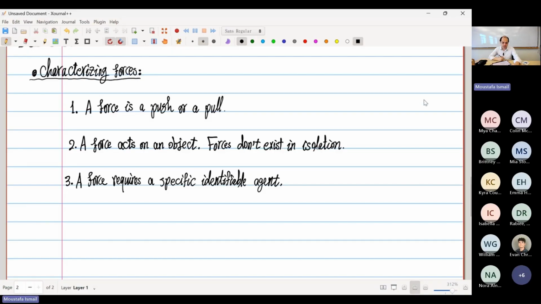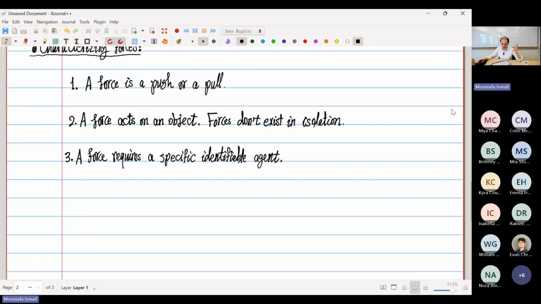So for example, a freely falling ball experiences a gravitational force. In this case, the agent is the whole Earth. The Earth exerts a gravitational force on the ball, and it causes it to accelerate. So that's the agent. And the agent doesn't have to be a human being. It can be an inanimate object. A wall can exert the force, and it's the agent. A table can be the agent. But there has to be an agent. If there is no agent, there is no force.